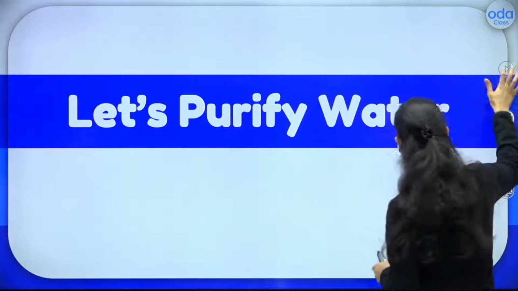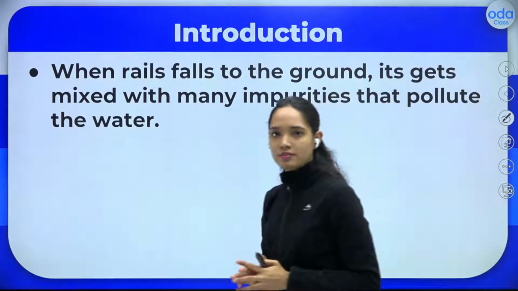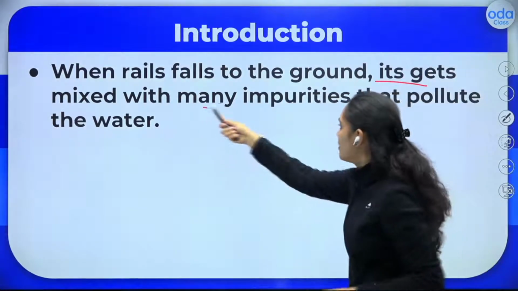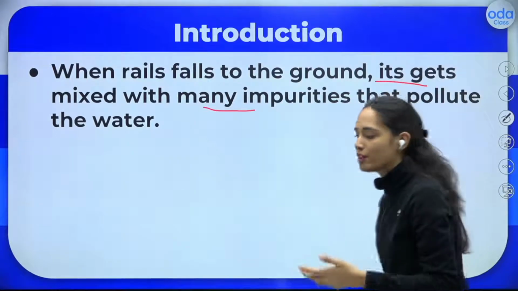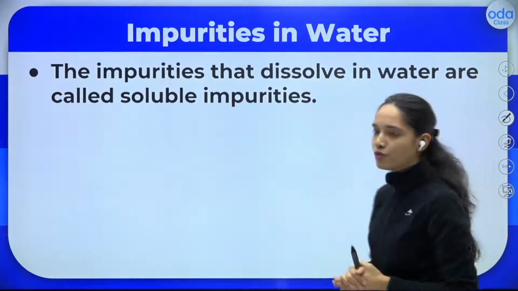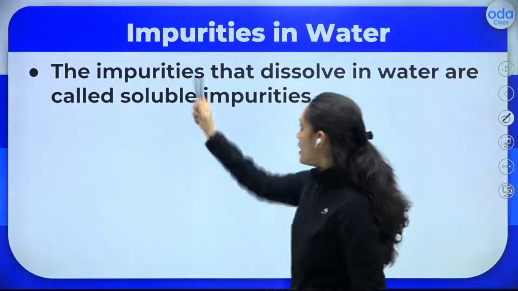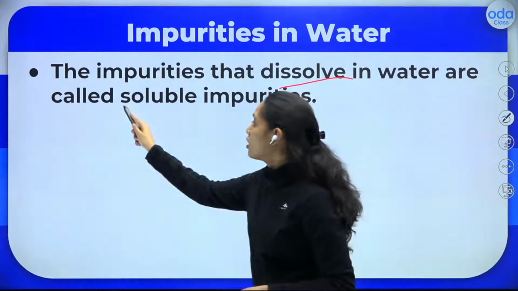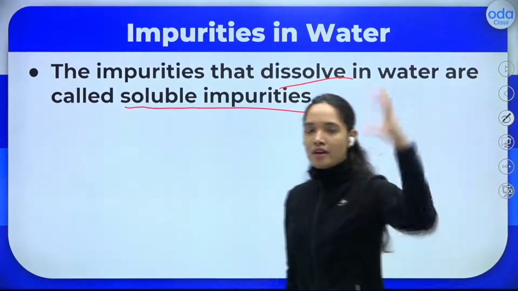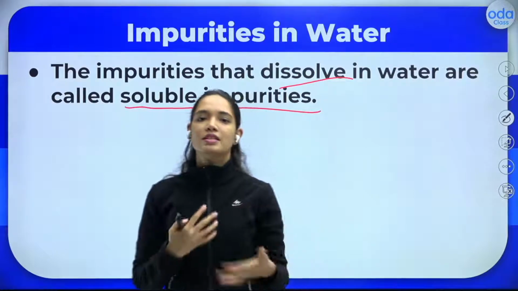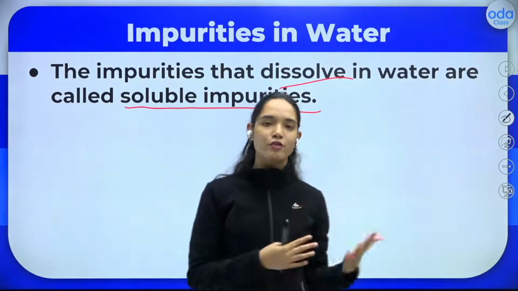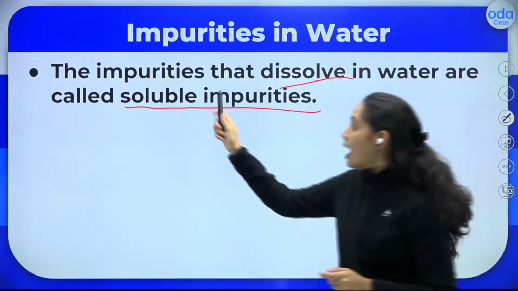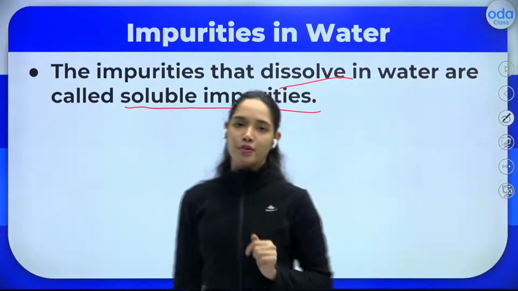Students, when rain falls to the ground, it gets mixed with many impurities that pollute the water. The impurities that dissolve in water are called soluble impurities. So whenever rain falls to the ground, it mixes with certain impurities that pollute the water. Those impurities that can dissolve in water are called soluble impurities.